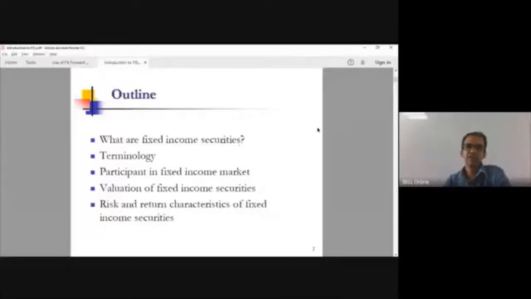So in this topic, we are going to discuss what is a fixed income security, just an introduction to fixed income securities, and as we did in FX, related terminology. What are the specific terms that we use in the fixed income market? Then we'll move into the valuation of fixed income securities, how to find the price of a bond, and what are the risk and return related to fixed income securities. So these are the topics that we expect to discuss in the remaining session of today and maybe next week as well.